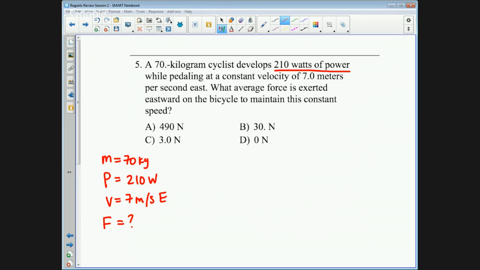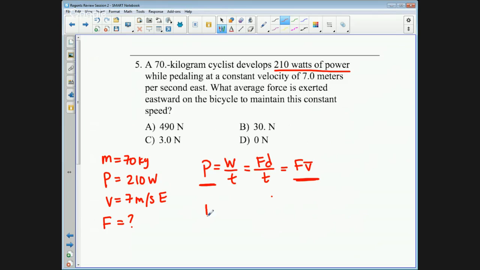So I'm going to go on the last page of the reference table and look for my formula for power. I see a set of formulas that look like this. P equals work over time. Can't use that one. The next one is force times distance over time. I don't have distance and I don't have time, so I can't use that one either. The last one is force times average speed. I can use this, so I'm going to use this formula.